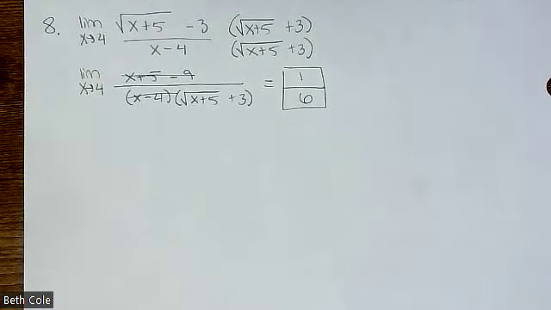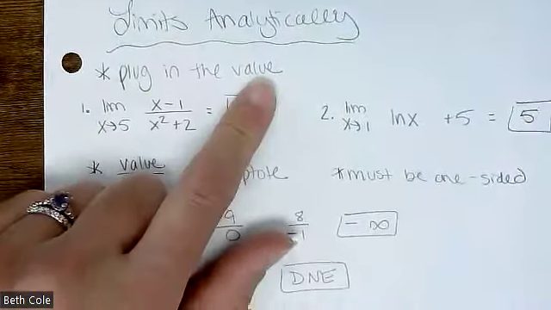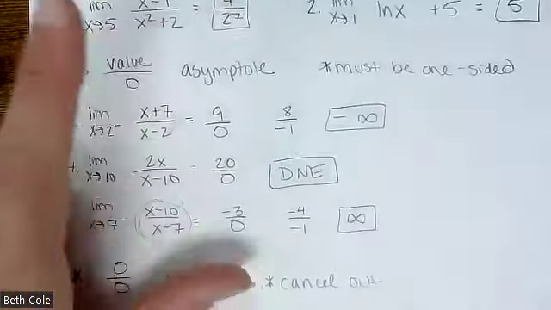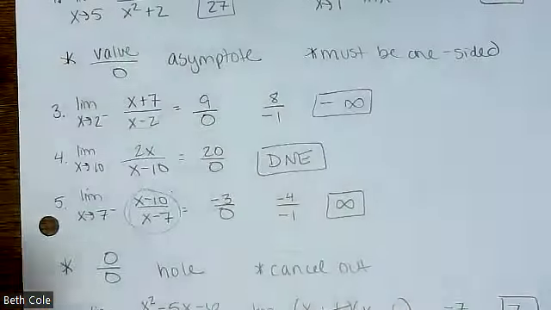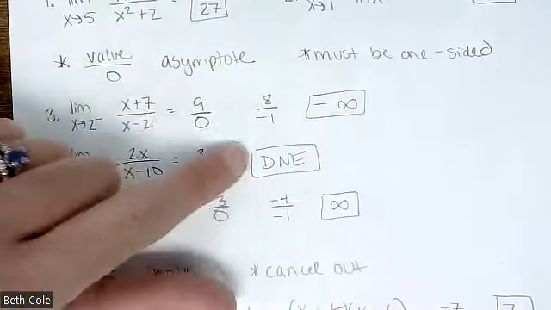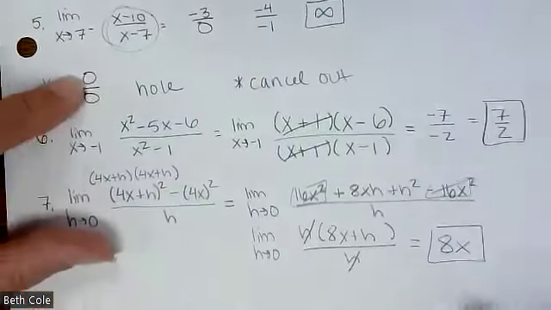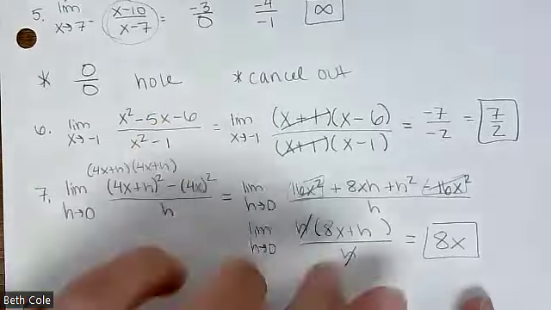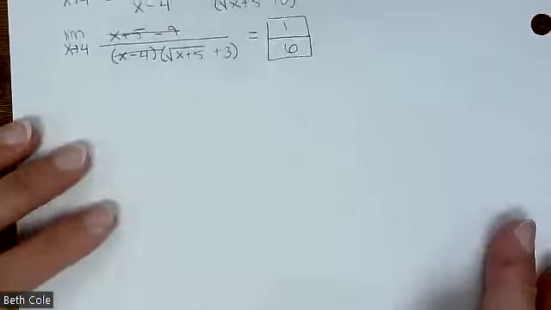So let me recap all of our methods so far. What was first? Plug it in. Just try that first. Sometimes it works. If you get a number over 0, it's an asymptote. Check if it's one-sided. You either get positive or negative infinity, or if it's not one-sided, then you're going to get does not exist. If you get 0 over 0, it's a hole. You have to do some algebra. Those are the annoying ones. You have to do work, all right? So you get something to cancel out.